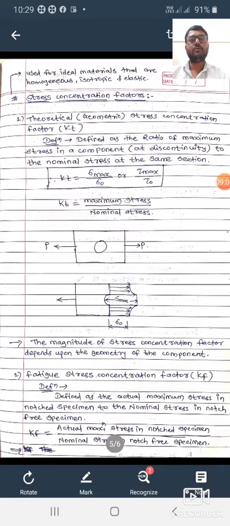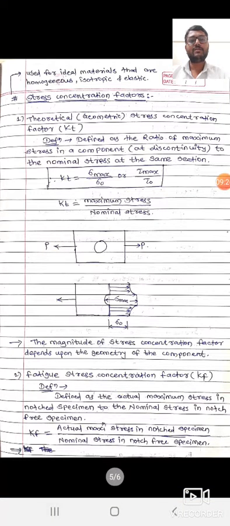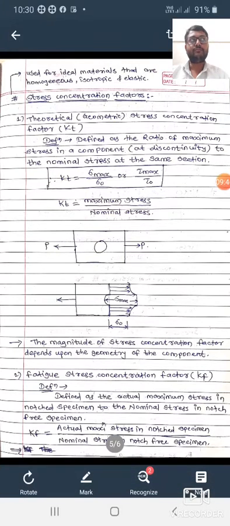Next important factor to study in this unit is stress concentration factors. There are two important stress concentration factors: theoretical stress concentration factor and fatigue stress concentration factor. So let us discuss one by one. First, this stress concentration factor is used for ideal materials that are homogeneous, isotropic and elastic. So let us start with the first, the theoretical or geometric stress concentration factor.